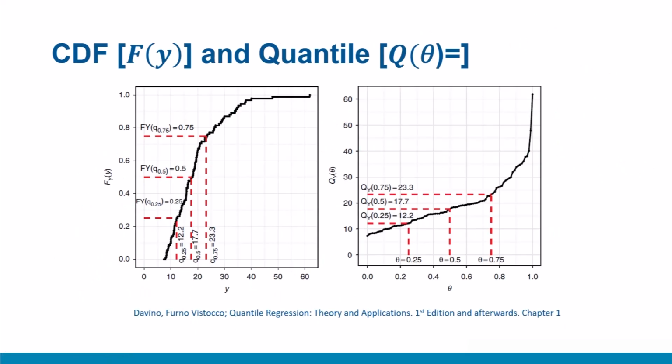So I have plotted the CDF here, where on the x-axis we have a set of y values. For example, suppose the 25th percentile is 12.2. So 12.2 maps to the 25th percentile, while 17.7 maps to the 50th percentile, and 23.3 maps to the 75th quantile or percentile. So this is our typical CDF, which is rising.